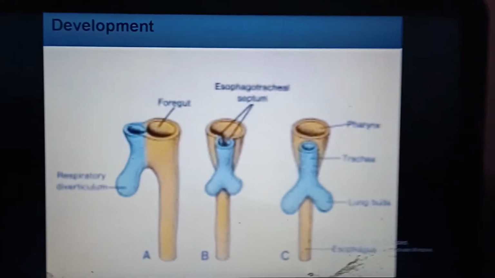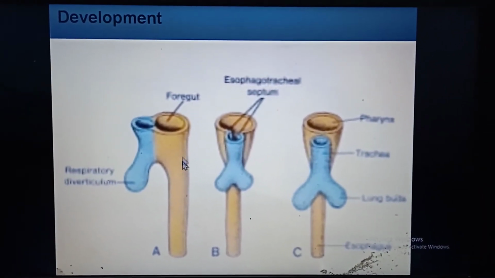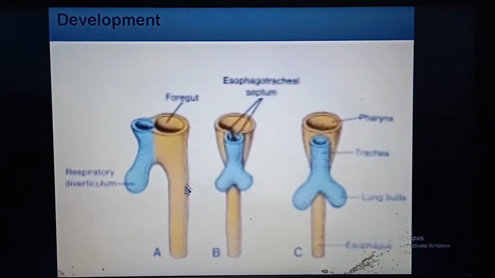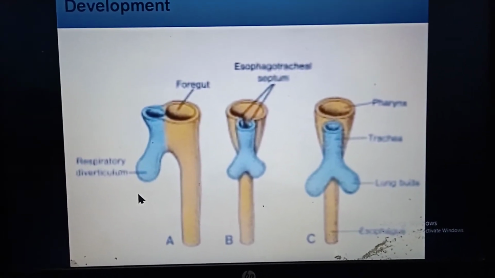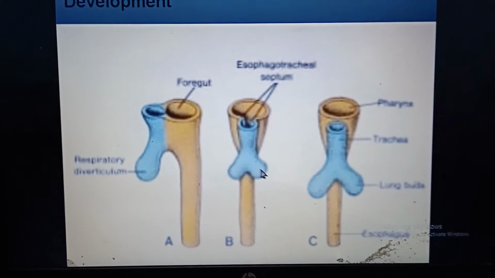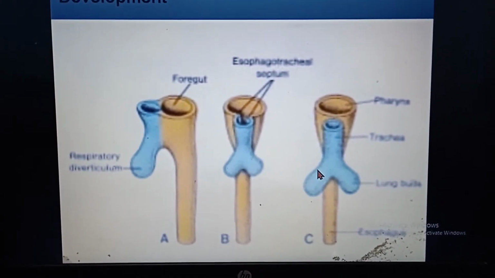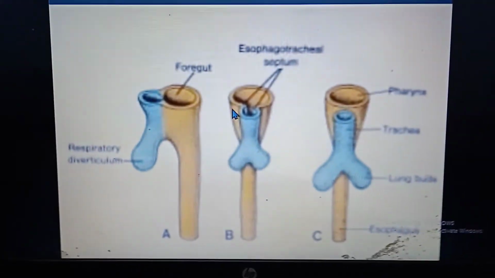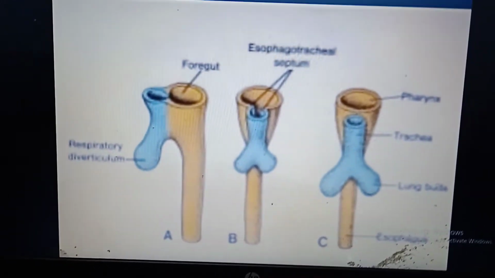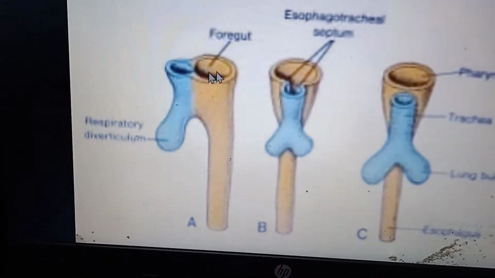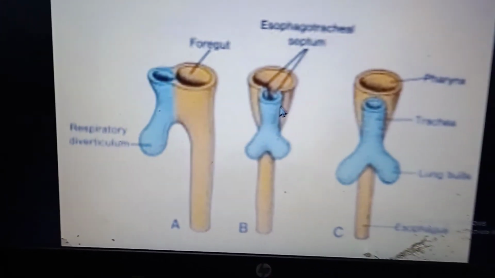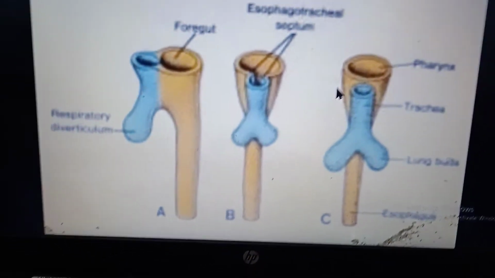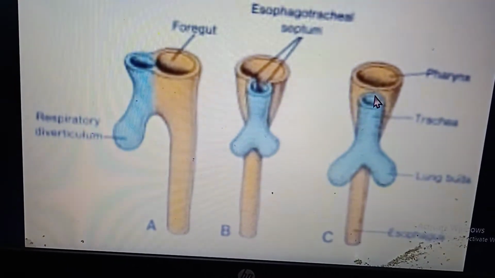Now coming to the development, what we are seeing here is the cranial part of the foregut from which the esophagus is developed, and just ventral to that is the respiratory diverticula, which further divides and gives rise to lung buds. And then what we are seeing here, it gets separated. There is a communication in between these two canals, and later a septum develops, the esophageal septum, and it becomes separate. There are two separate lumens.